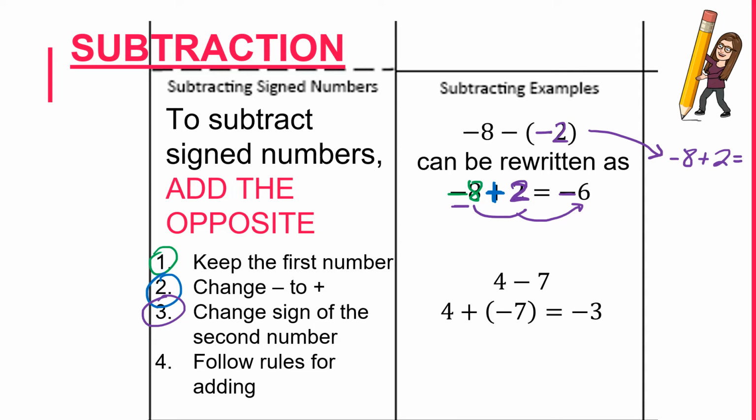Let's look at this one, 4 minus 7. Again, if your brain thinks number line 4, go left 7, -3, that's fine. This is another option. Keep, change, change. Keep the first number. Change the subtraction to addition. Change the sign of the second number. If it was a +7, it's now a -7. Now it's an addition problem. The difference between 4 and 7 is 3, and the larger number's negative.